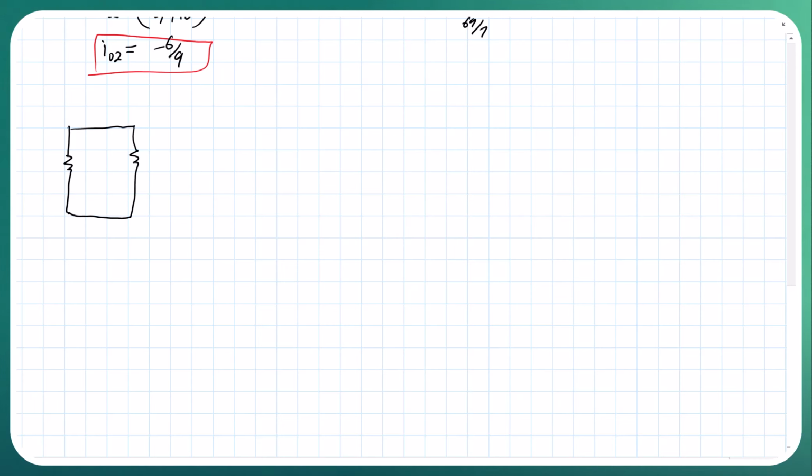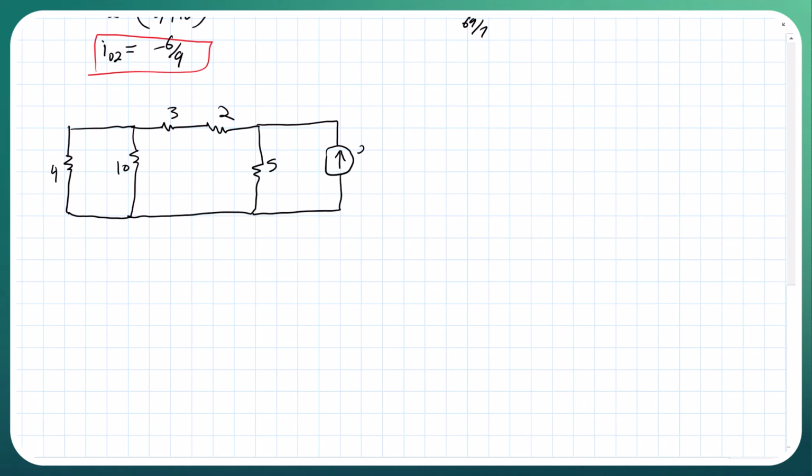So we're drawing it again, so we've got our 4 ohms here, our 10 ohms here. We have our 3 ohms, 3 ohms, and then we have a 2 ohms, 5 ohms. And now we have our current source up here, and this is 2 amps. And we're going to call this IO3. And then we're going to call this, coming in this way, I2, coming from that 2 amp source.